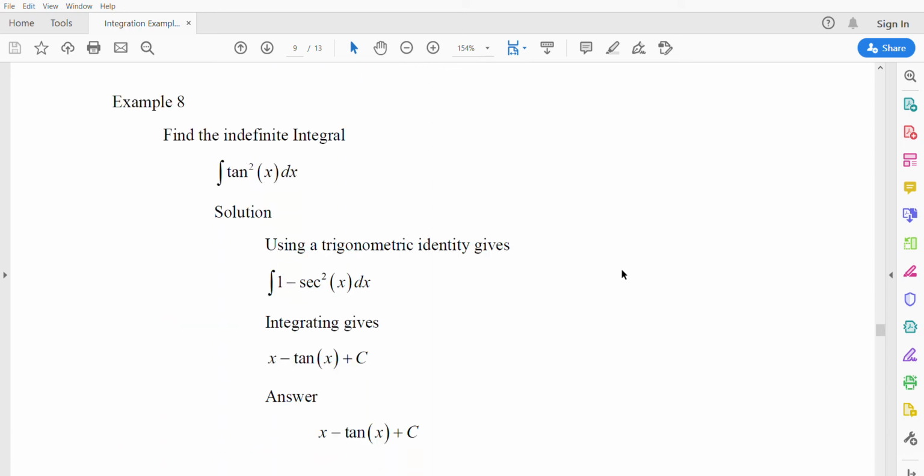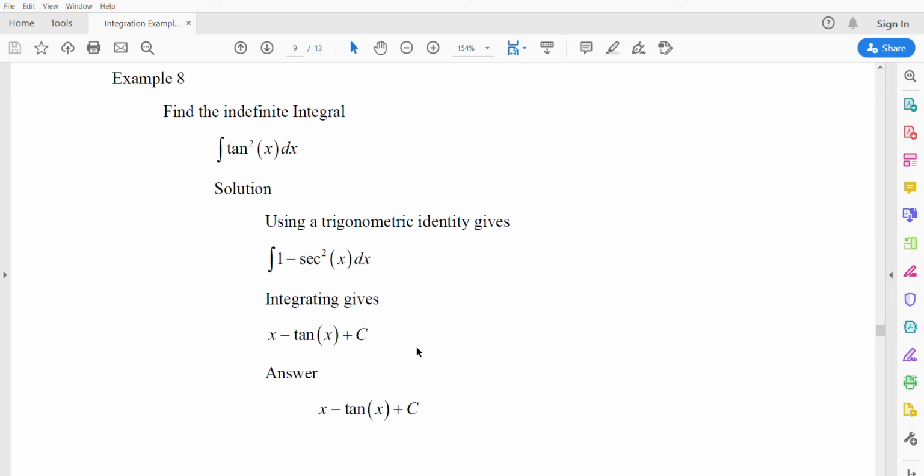All right, let's take a look at another one. So we want to find the indefinite integral of tangent squared of x. So using a trigonometric identity, tangent squared of x is equal to secant squared of x minus 1. When I integrate, the integral of secant squared gives me a tangent, and the integral of 1 gives me an x. So I've got tangent of x minus x plus a constant. And that's my answer.